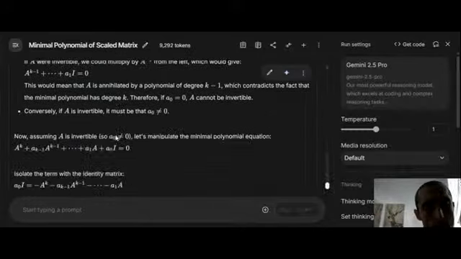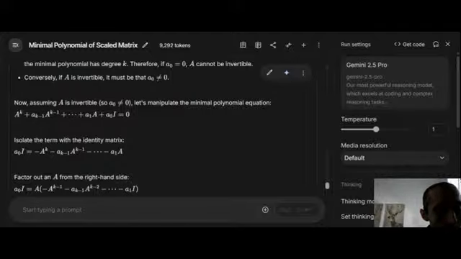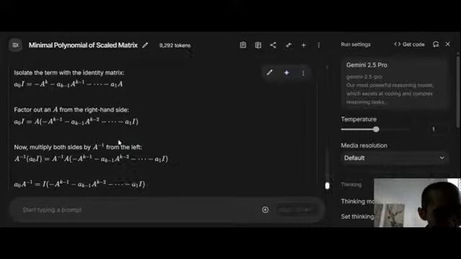Let's see how it goes. We start with the minimal polynomial of the matrix, which we have calculated with the values, and we assume it is invertible. Because A is invertible, the constant a0 is not zero. So assume this is not zero. Okay, so we can take everything else to the other side. We get this one. Now we know that A is invertible. It must be, otherwise it won't work.